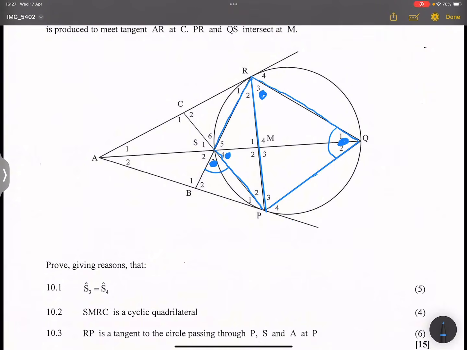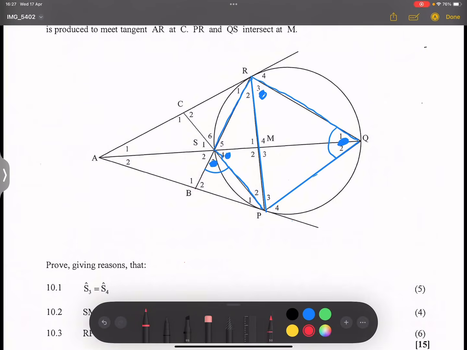Okay, right, now let's continue, guys. So they said to us, now we need to prove that SMRC is a cyclic quad. Now let's go there. SMRC, so SMR, okay, right, let's try and get it to look nice. Okay, so SMRC, okay, this line is misbehaving.